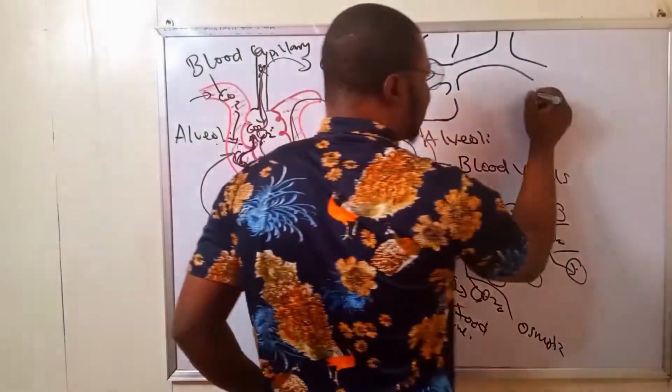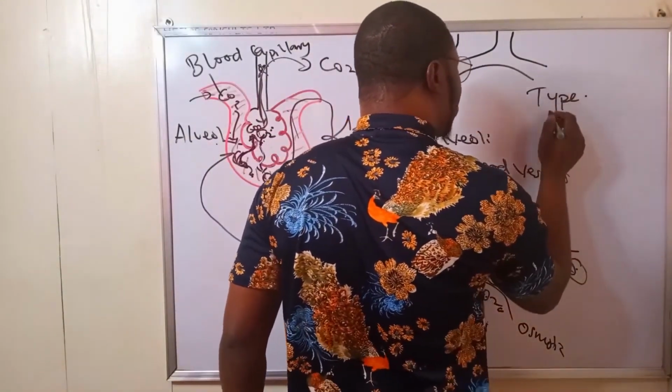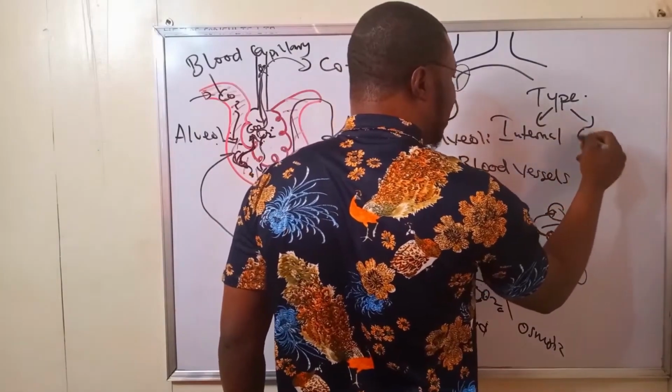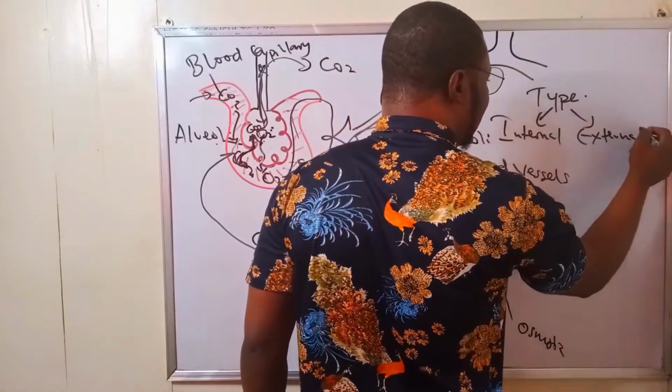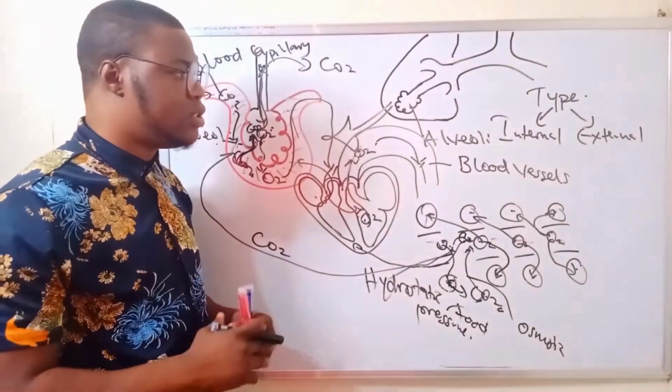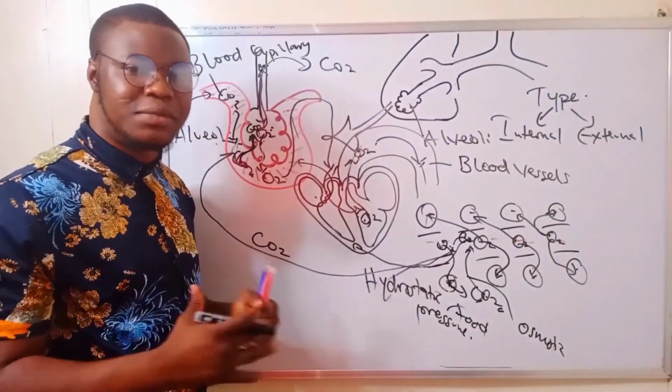Types of what? Types of respiration. We only have two types of respiration. The first one is called the internal respiration, and the other one is called the external respiration. Now, this is the question: what is internal respiration and what is external respiration?